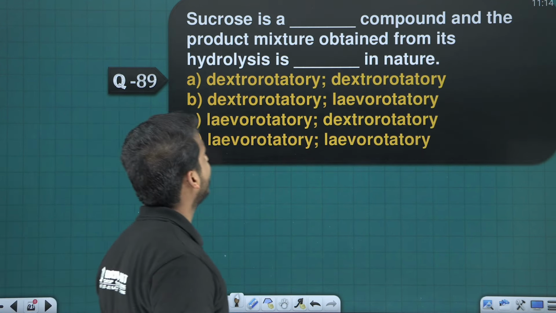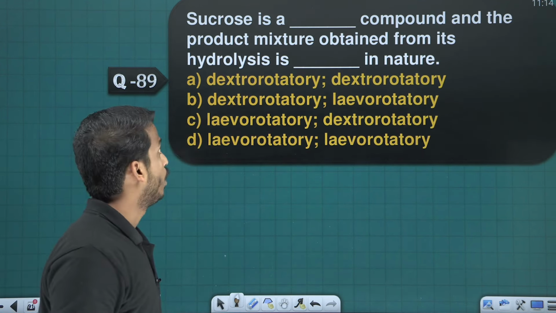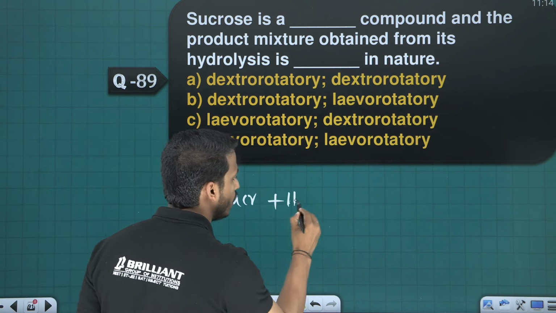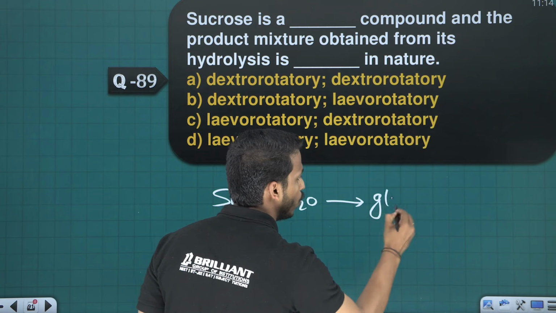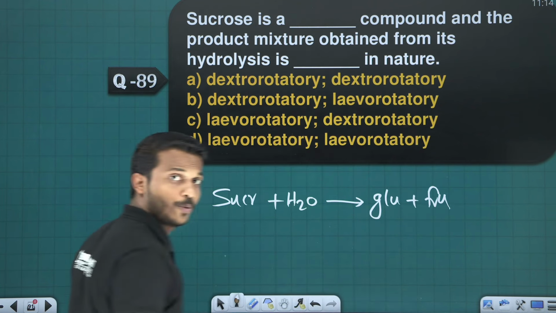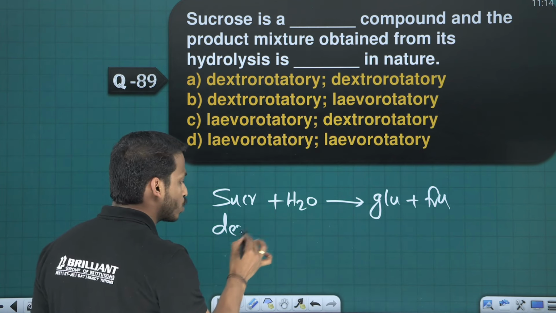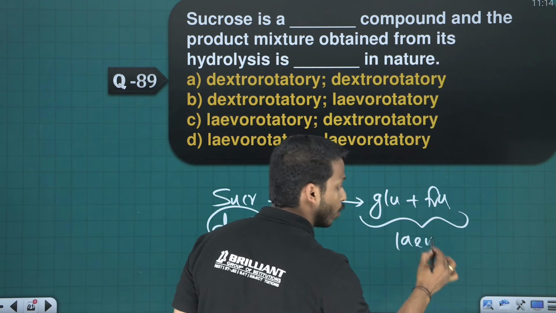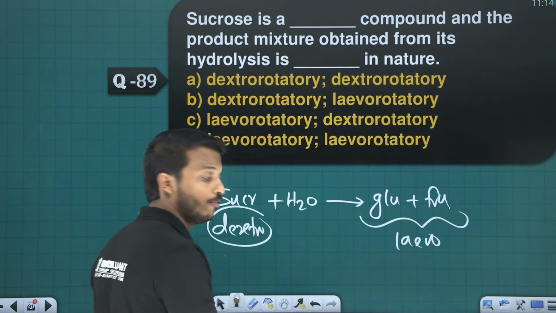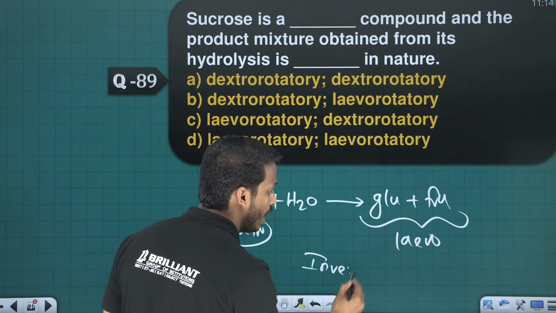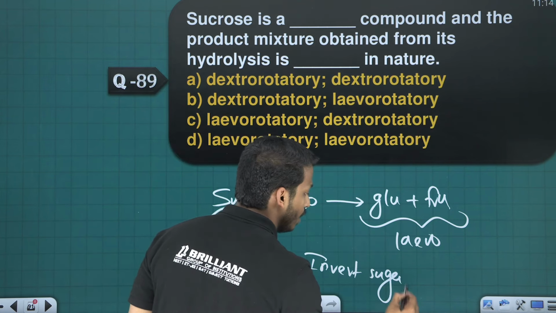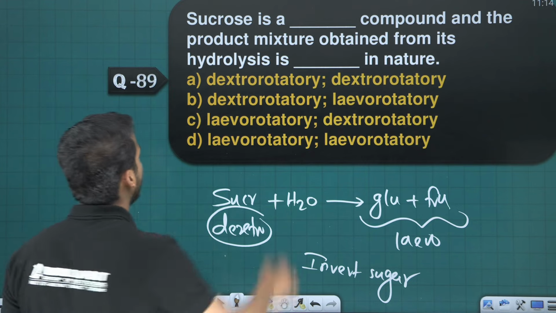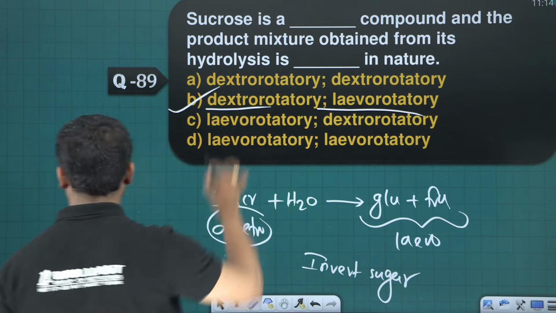Now, sucrose is a dash compound. On hydrolysis, it gives you glucose and fructose, hope you remember that. Sucrose is dextrorotatory, but on hydrolysis it gives overall levorotatory. The dextro becomes levo, therefore sucrose is called invert sugar. So sucrose is dextrorotatory, on hydrolysis it becomes levorotatory.